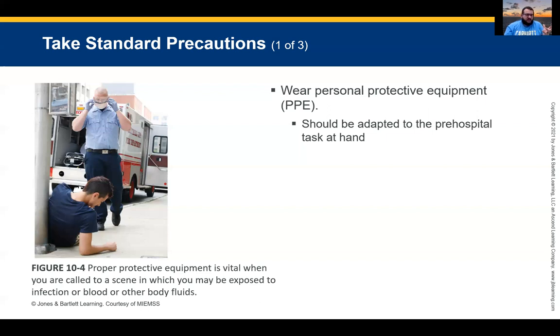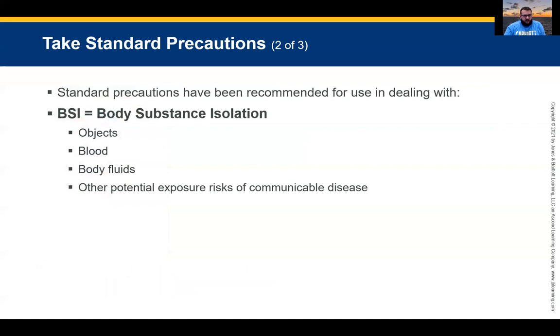But standard precautions is you start with PPE. Hopefully you guys have looked at those standard skill checkoff sheets, because that's what you're going to be graded on. And when it says BSI seen safe, you are looking for BSI, body substance isolation. You're looking for objects, blood, bodily fluids, and other potential exposures. So that's what your standard precautions are recommended to deal with. I want to have my BSI seen safe. When I say BSI seen safe, I'm holding my hands up, showing my instructor the gloves are on, the mask is on, and the eye protection.